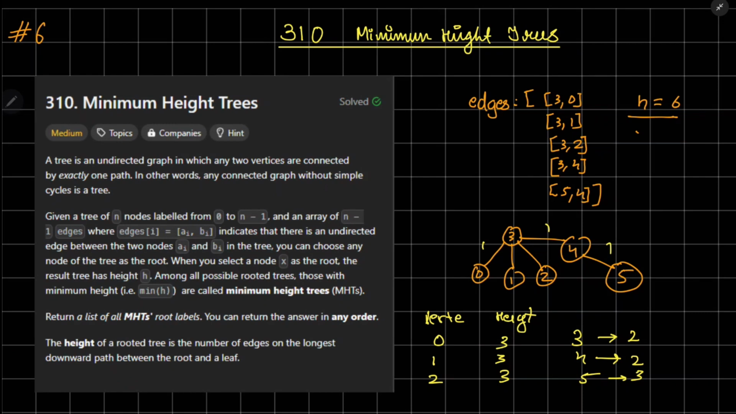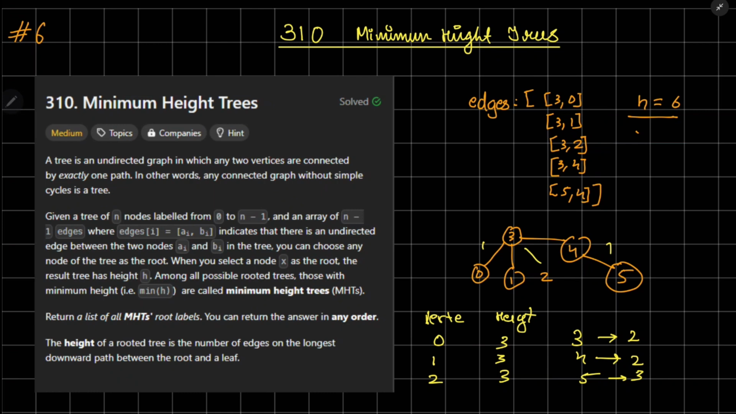Okay, so what we find from this example is that the vertex 3 and 4 has the minimum height. That means that if in the graph we choose our root to be 3 or our root to be 4, we will get the minimum height. So what we have to return is which vertex we should choose as root so that our height will be minimum.